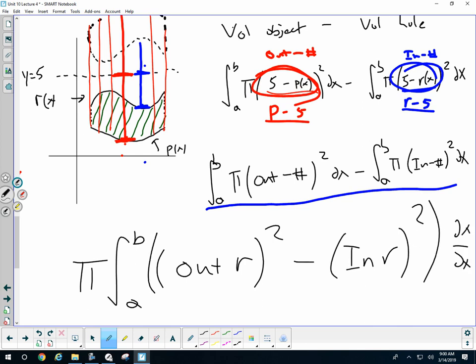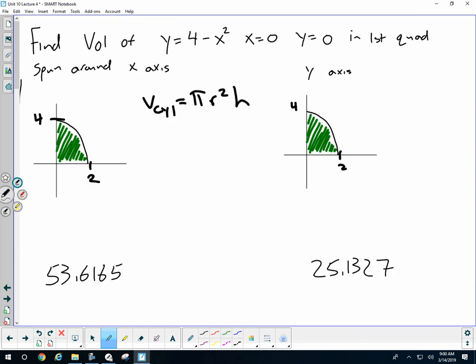Okay? Here we go. We have a region. I'd like you to spin around the x-axis and the y-axis. Step 1. Sketch the region down. This is 4 minus x squared. X equals 0. Y equals 0. Start with that.